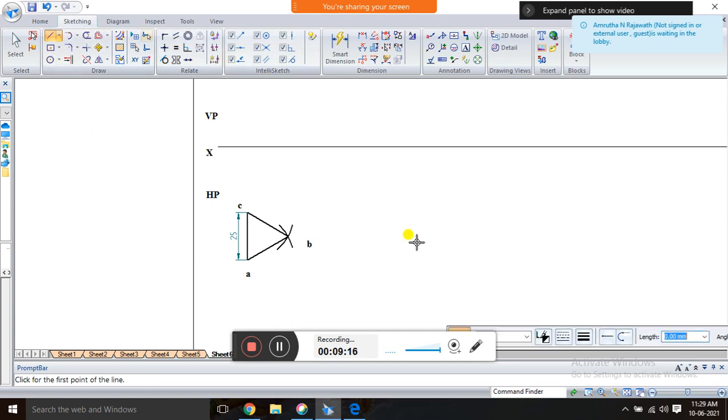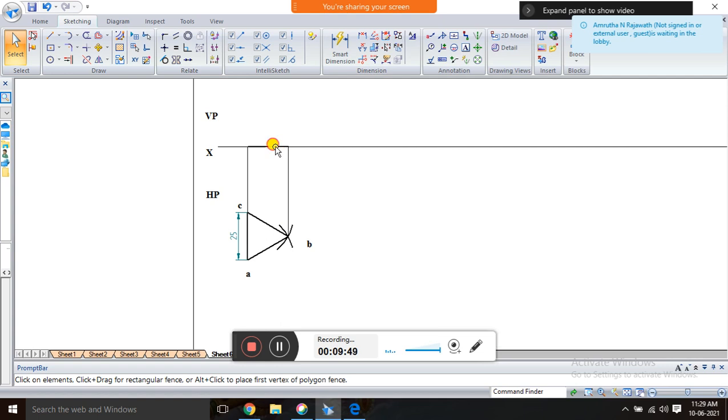So you have to project for the second position. You have to project all the points up to the XY line with the help of scale. Project A, C, as well as this. Then if you join these two, it becomes the front view. In the front view it looks like only a line, because the plane is placed on the HP.